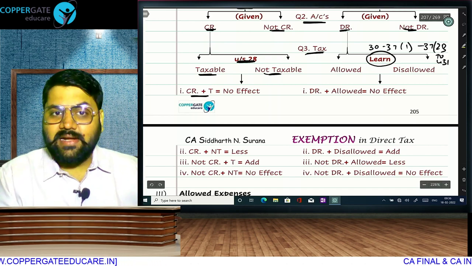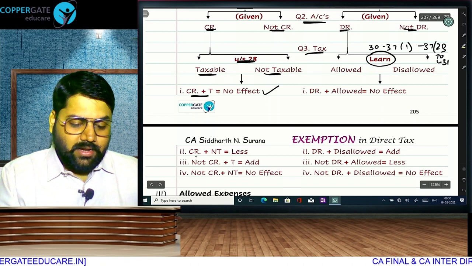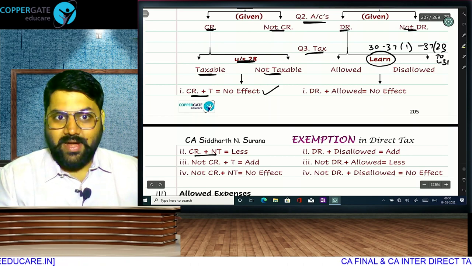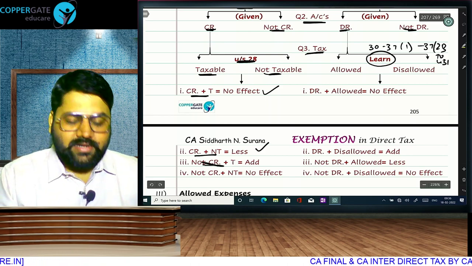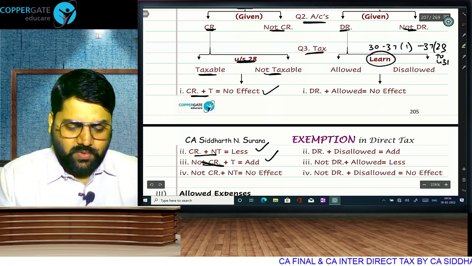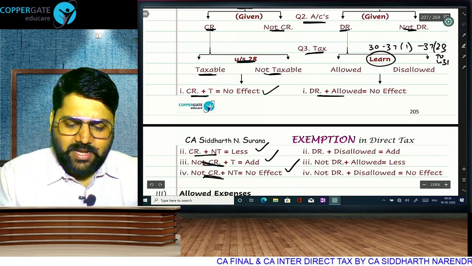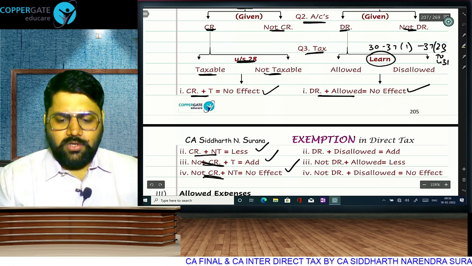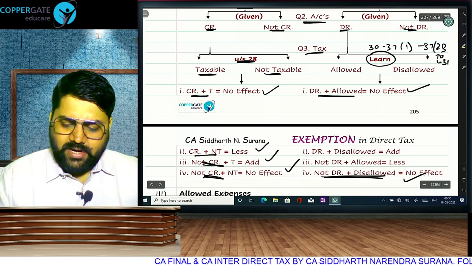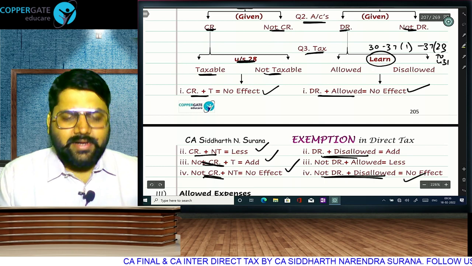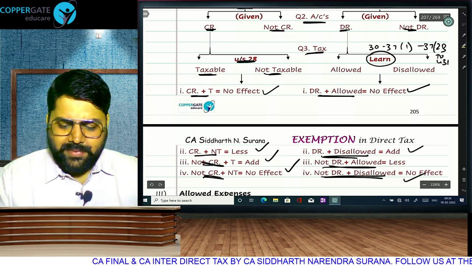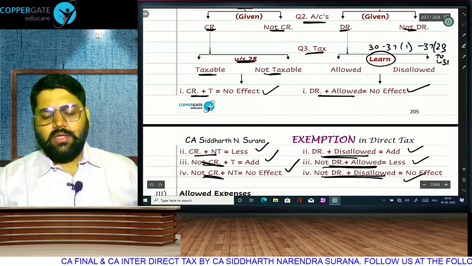Income which is credited and taxable, correct treatment, no effect. Credited and not taxable, so you have added it, you less it. Not credited and taxable, you have to bring it, so you add it. Not credited, not taxable, no effect. Likewise, expenses which are debited and allowed, correct treatment, no effect. Not debited, disallowed, correct treatment, no effect. Debited and disallowed is wrong debit, so add. And not debited and allowed, so you forgot, so you less.